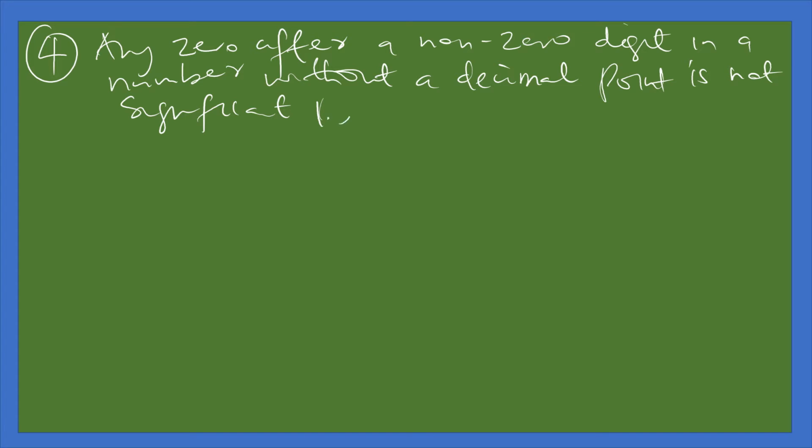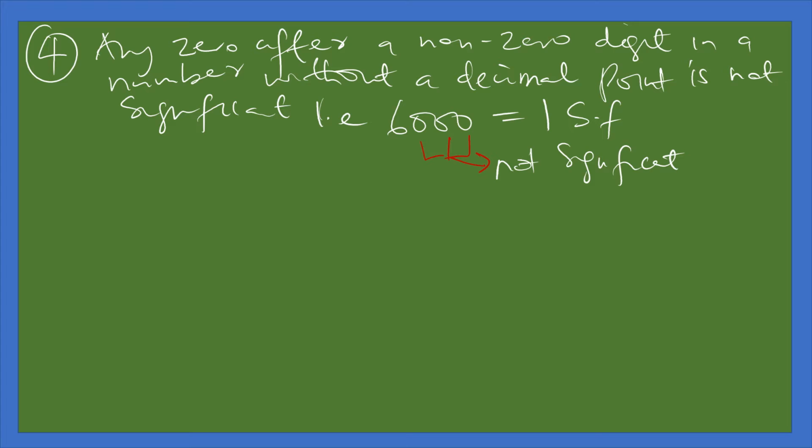That is, what do we mean by that? If you have a situation like 6000, it is telling you that these zeros are not significant. That means we have one significant figure here. If you have 10,000, it also means that these 4 zeros are not significant. So we have one significant figure here.